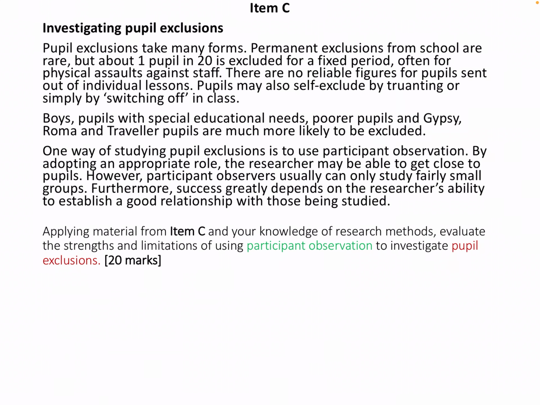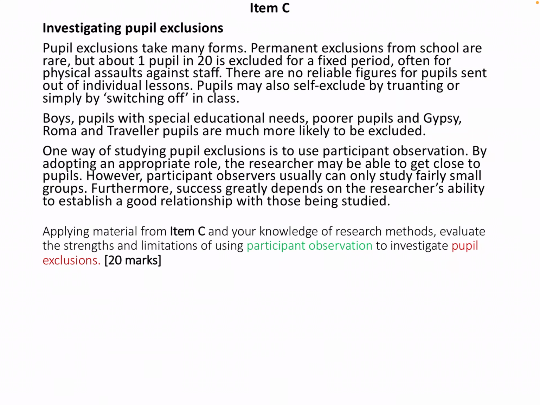So again, you might be thinking straight away, well, what would be the appropriate role that a researcher could adopt? One of the biggest problems of doing participant observations, as you know, in schools, is that the researcher is significantly older than the students. So that really does limit their ability to do covert participant observation. But yeah, they might be able to spend a lot of time with the group so that they forget that they're being researched.